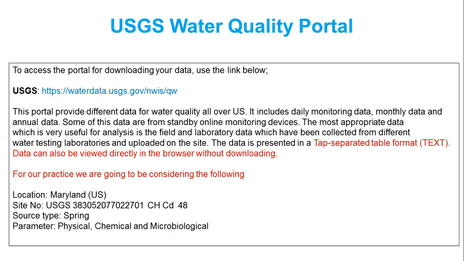So, the USGS Water Quality Portal. The first thing is to access the portal for downloading your data. We need to go through this website, and understanding this website is a whole complex situation, so I'm going to show you how we're going to get to it. Like I said before, this is a website or database controlled by the United States of America. They have data sets presented in tab-separated table format, or text, which is very important. Data can also be viewed directly in the browser without downloading. But our purpose is to download, then see how to format the data and start processing.